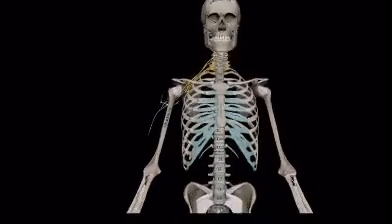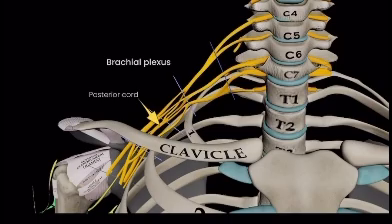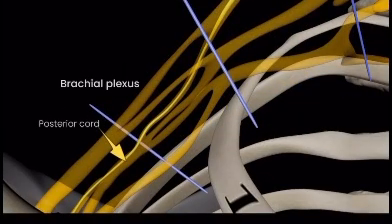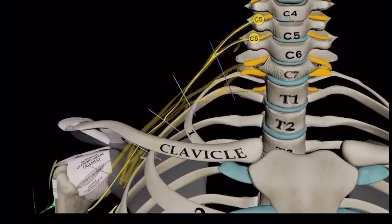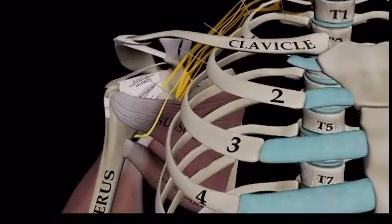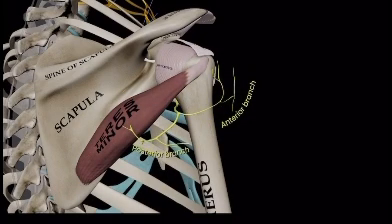The axillary nerve originates from the posterior cord of the brachial plexus, with root contributions from C5 and C6. It courses anterior to the subscapularis muscle and enters the quadrangular space. From there, it divides into two branches.